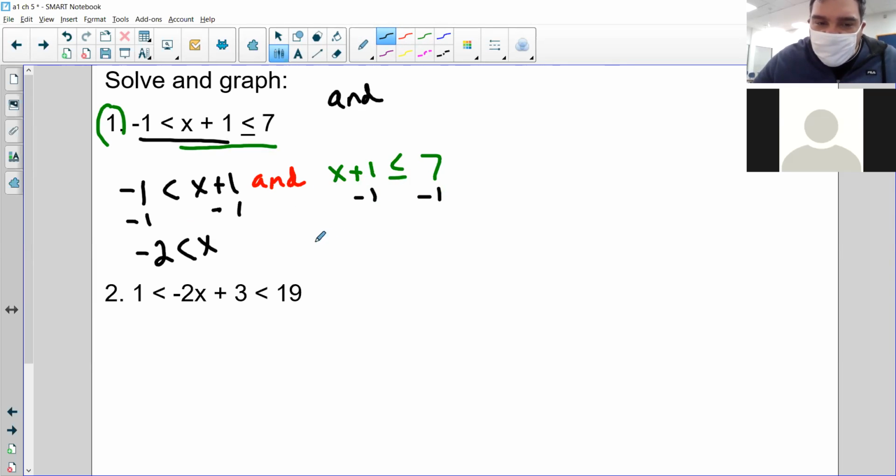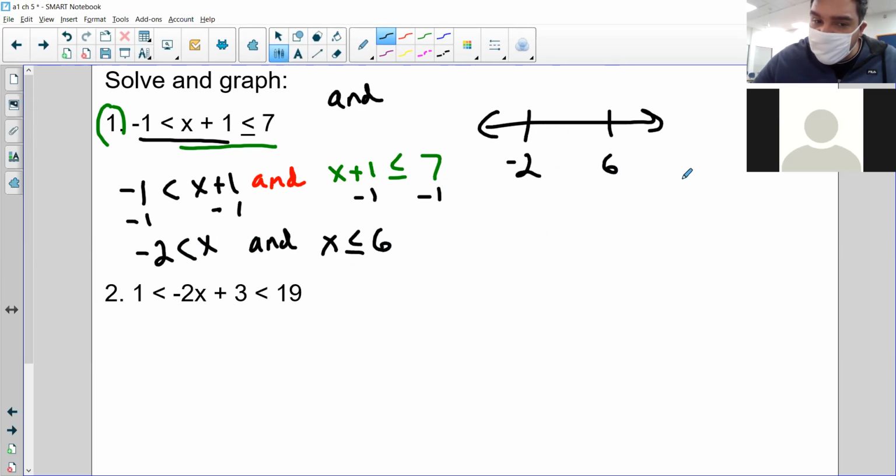You're going to do the same math on both sides. x is less than or equal to 6. So I have -2 is less than x, and x is less than or equal to 6. So I'm going to make a number line with the 2 key numbers here, -2 and 6.